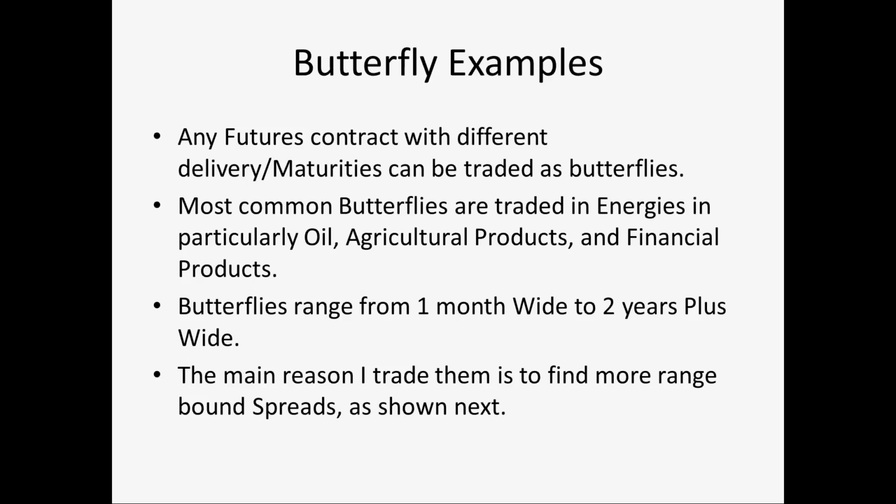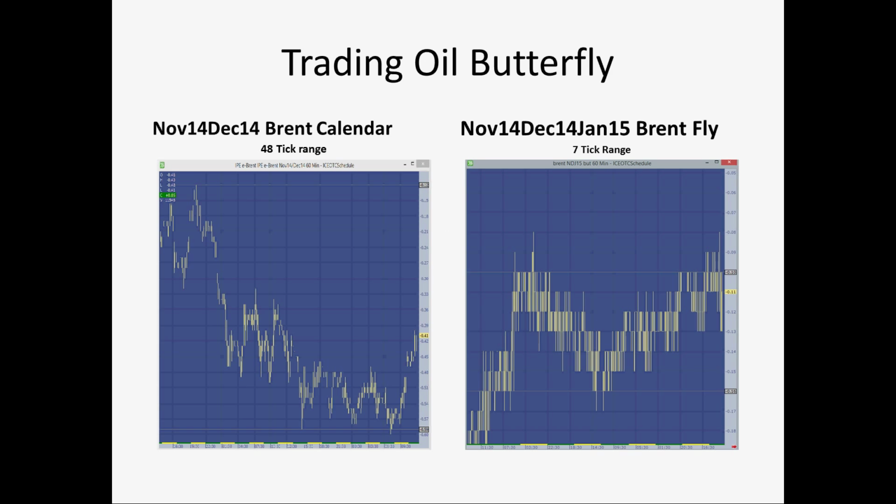So, some butterfly examples. Any futures contracts with different delivery maturities can be traded as butterflies. The most common butterflies are traded in energies, in particular oil, agricultural products and financial products. Butterflies range from 1 month wide to 2 years plus wide. The main reason why I trade them personally is to find more range bound spreads, as I'll demonstrate next.